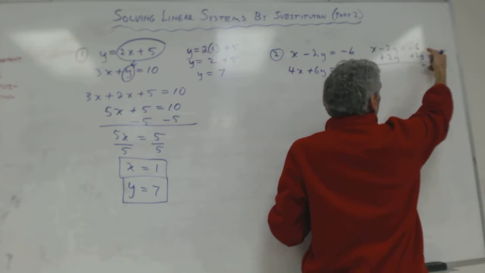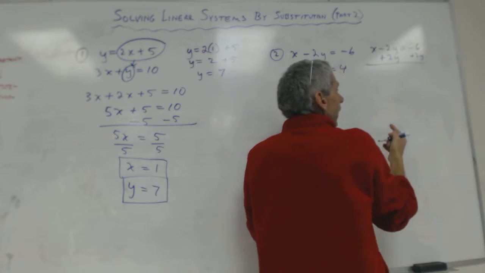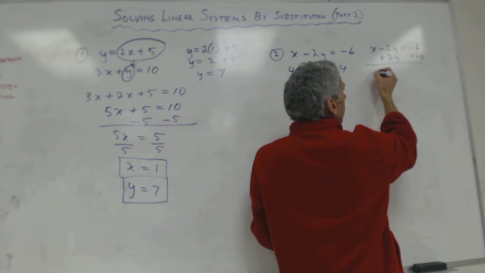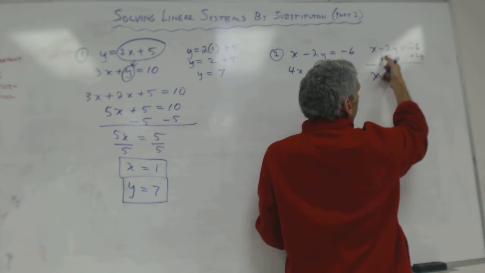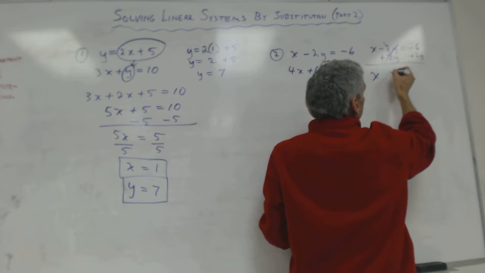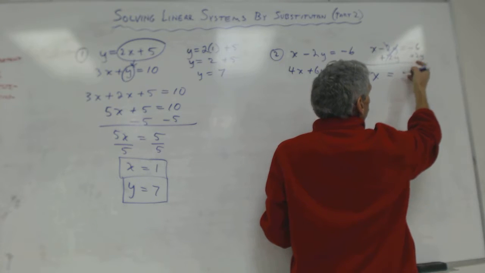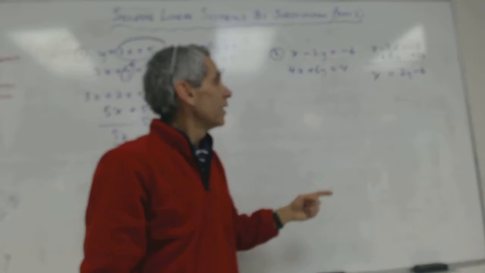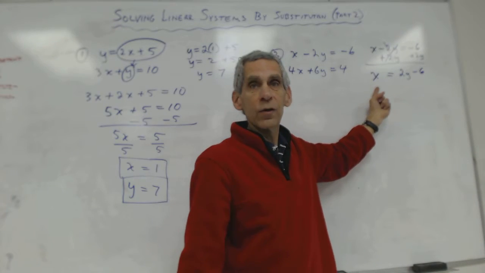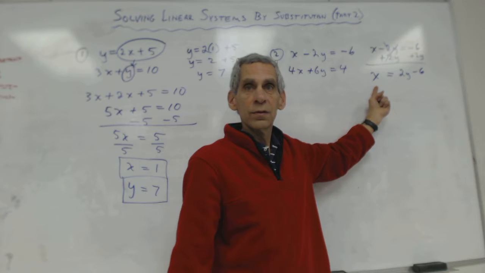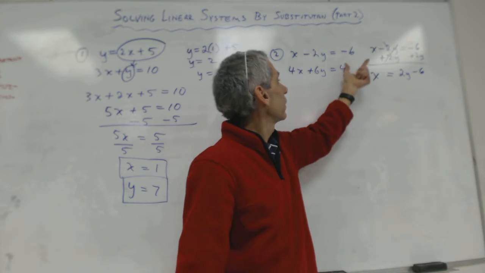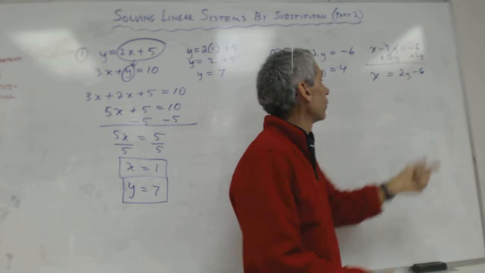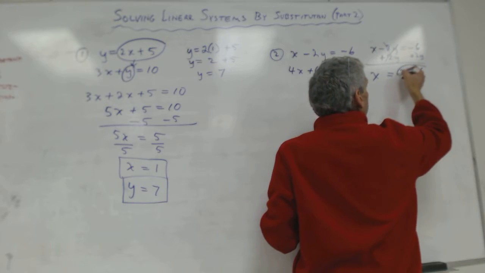Now, are those like terms right here? No, so I can't just combine them. So I've got x, and this crosses out, right? So then x equals 2y minus 6. You guys agree with me? Yes. Now I have an equation that says x equals. Does that make sense? All I did was take the thing that was in the way and move it over.